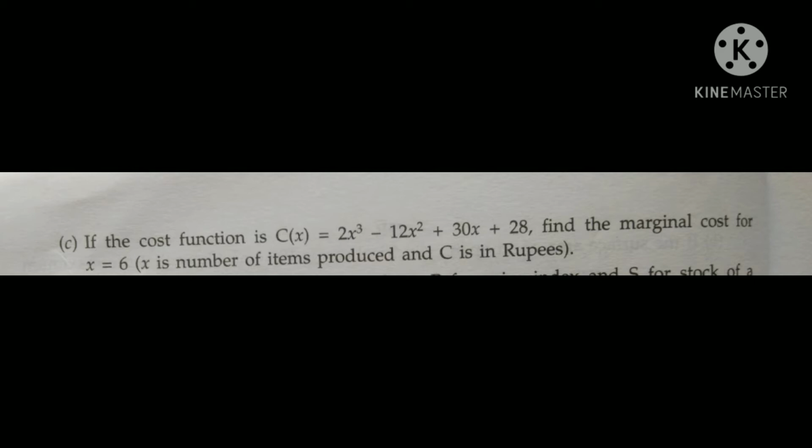Okay. So here C of x is equal to 2x cube minus 12x square plus 30x plus 28. Find the marginal cost for x is equal to 6. So we first calculate the first order derivative of the cost function C of x. Okay, let's see the solution of this question.